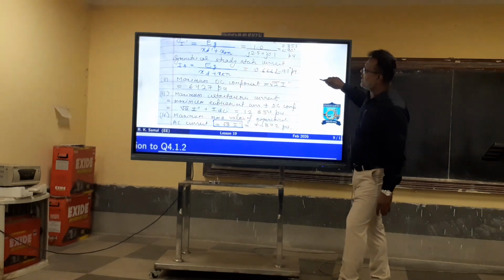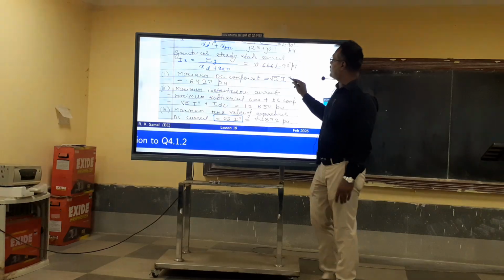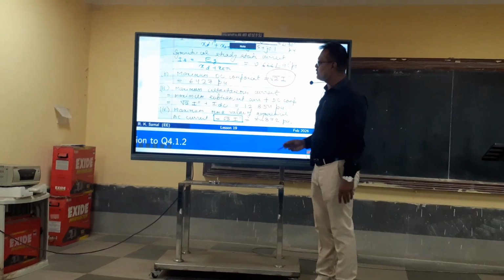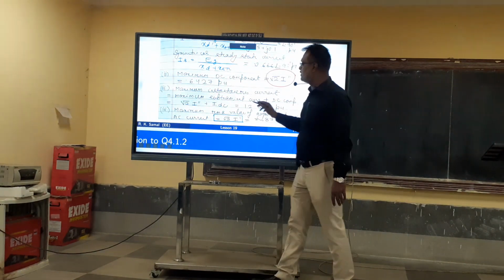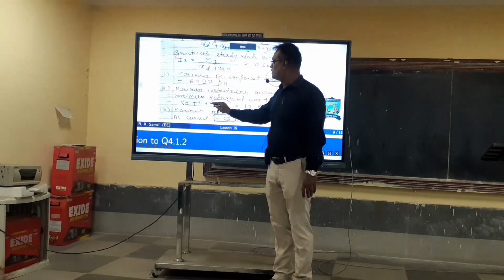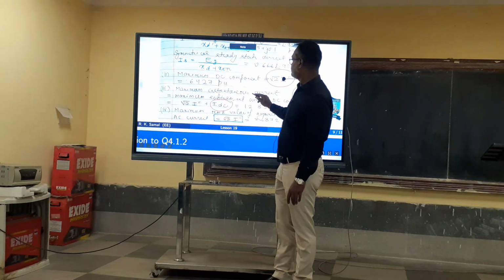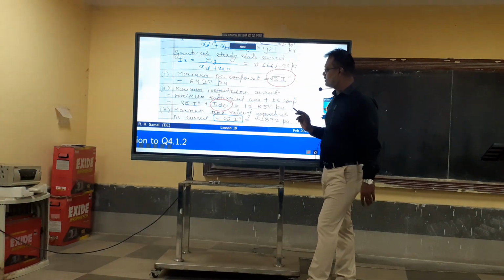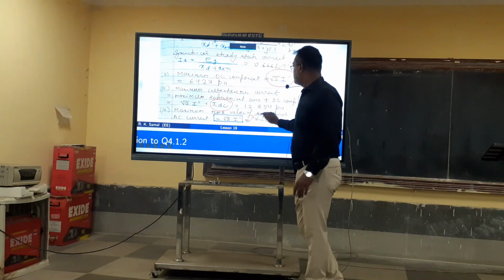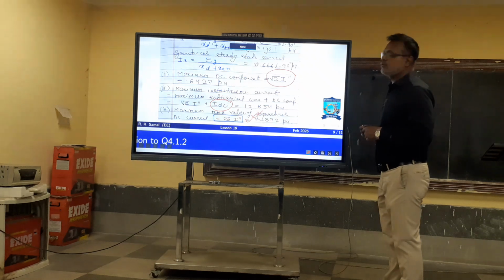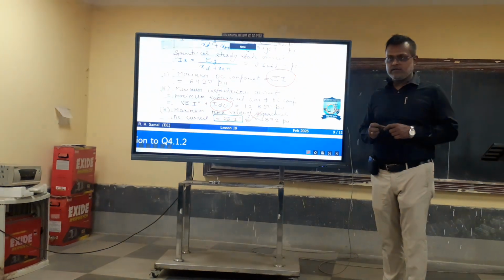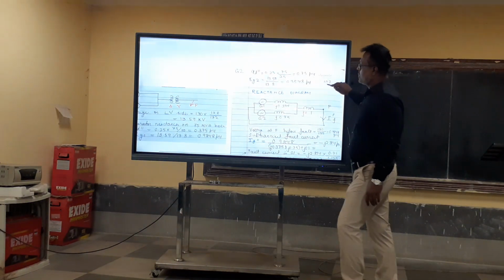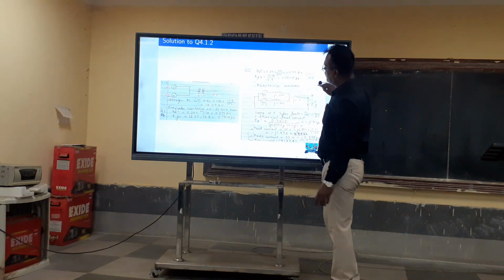Then the next question is the maximum DC component, root 2 times I double dash, the subtransient current, which comes to 6.427 per unit. Maximum instantaneous current is the maximum subtransient current plus the DC component. And this one is the maximum value of the symmetrical AC current, root 3 times I double dash. So this completes this, and this question you solve yourself.